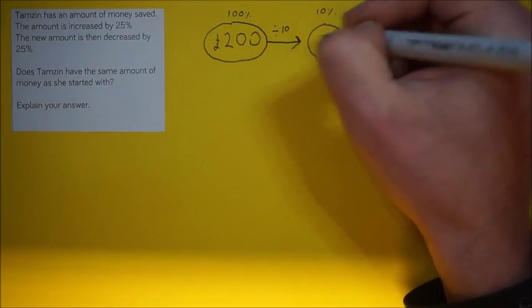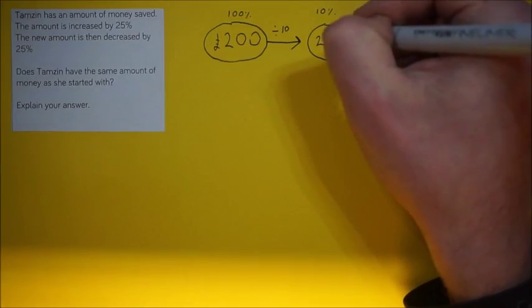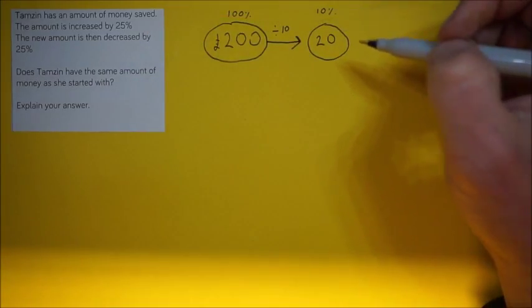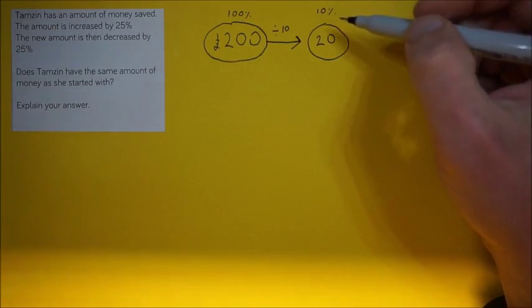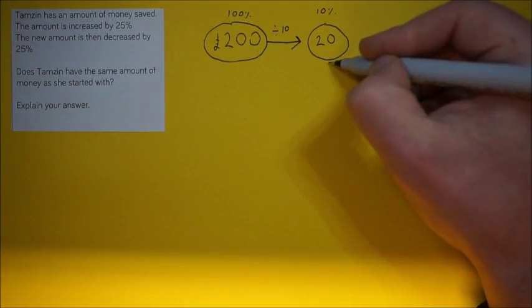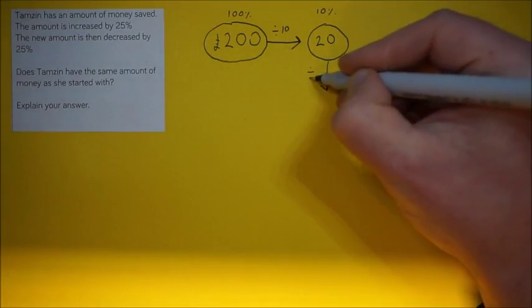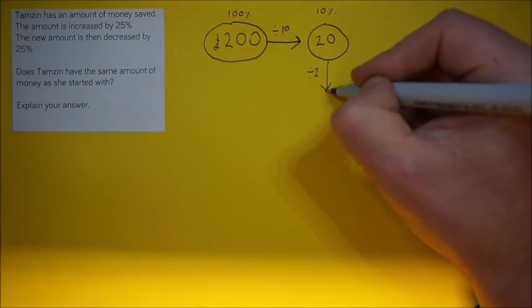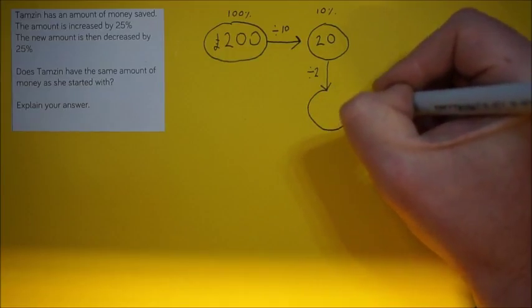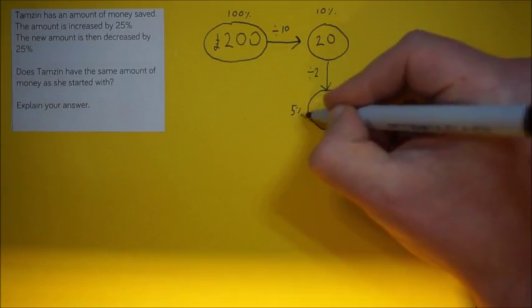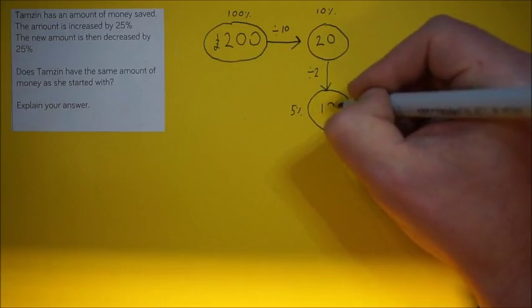So 200 divided by 10 is 20. So 10% is 20. But it's 25% that I need to find out. I can't get 25% using just 10%. I need to find out 5% as well. So I'm going to go down and divide by 2. That's going to give me a 5% value. 20 divided by 2 is 10.